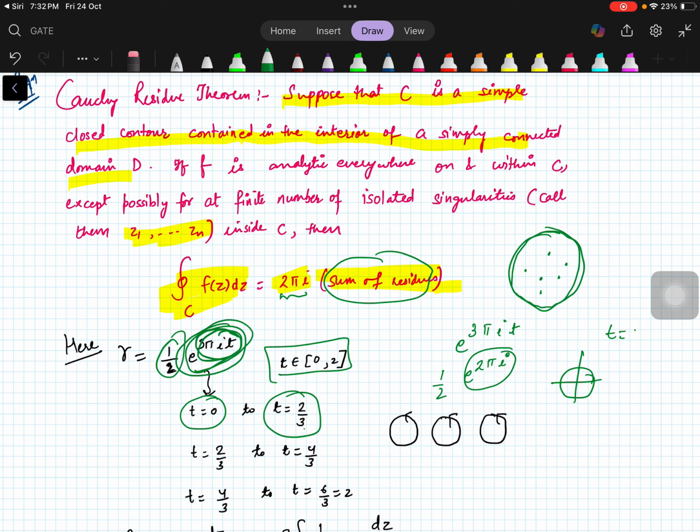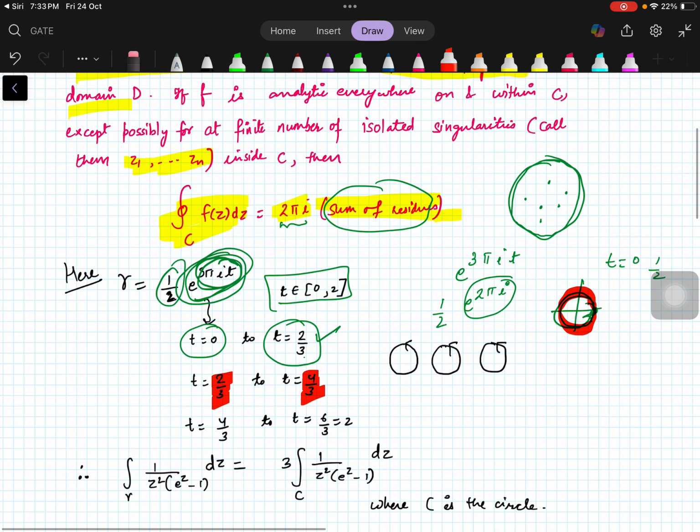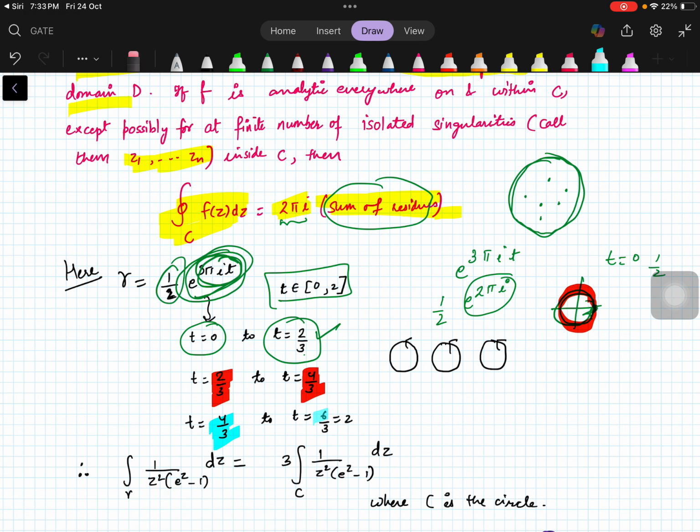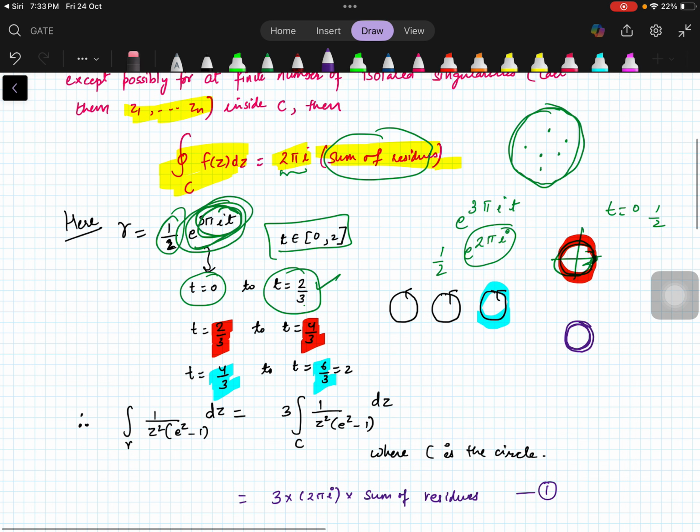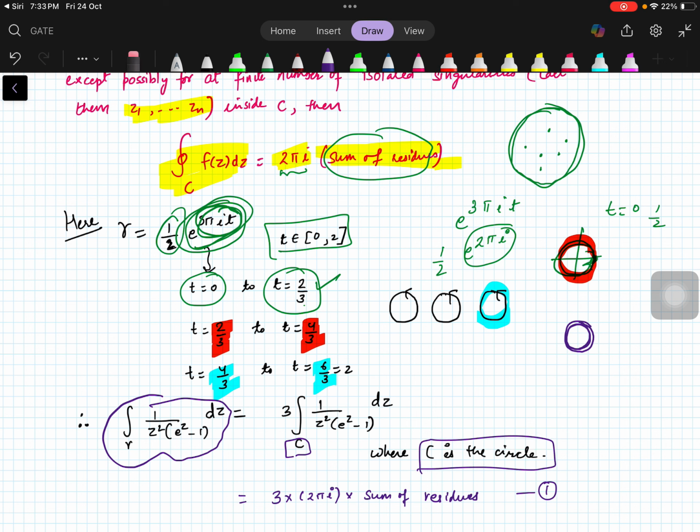At t equal to 0 you have the point half, and at t equal to 2 by 3 you are reaching the same point again. Then from 2 by 3 to 4 by 3 you cover another circle, and from 4 by 3 to 6 by 3, which is 2, you cover the third circle. So this gamma is a circle inscribed 3 times. So I can write this integral as 3 times the integral over C, where C is this circle with radius equal to half.